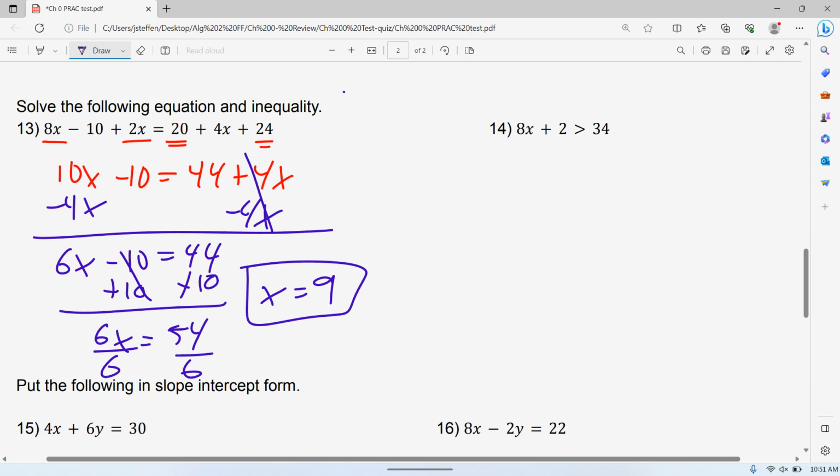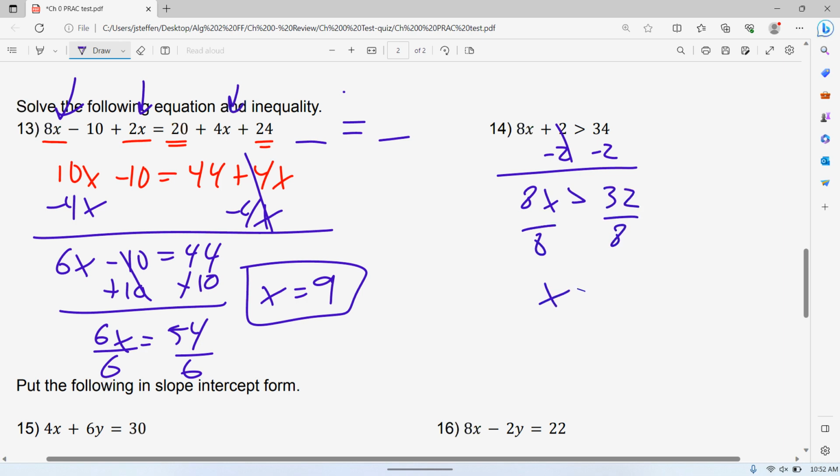You can plug it back into all the x's here. You get 2 things that are actually equal to the right hand side. They're both the same number, essentially. It's a better way to think of it. This 2-step equation, subtract 2. I have 8x is greater than 32. Divide both sides by 8. I get x is greater than 4.